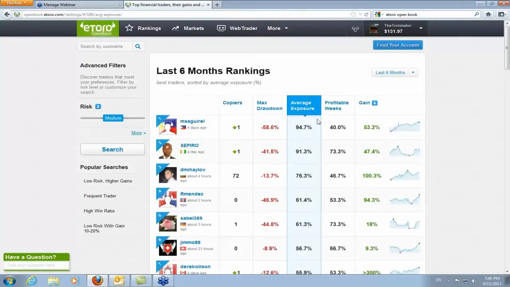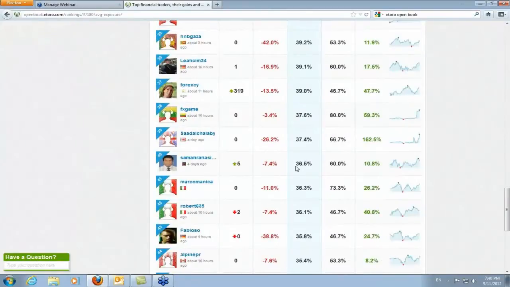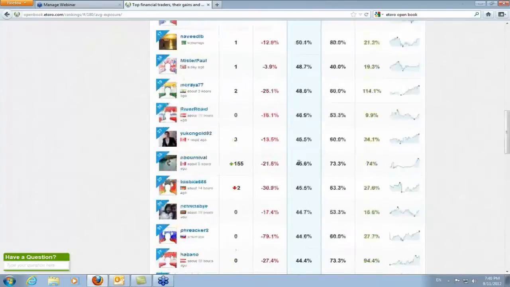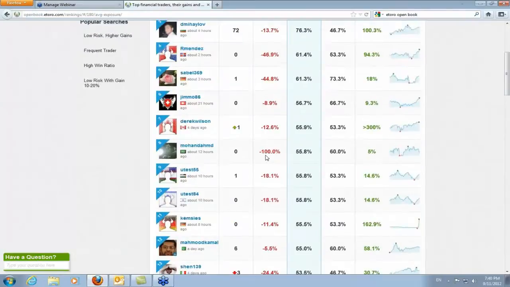Here we go. See? Average exposure, 94.7%. That's a lot, okay? Going down, we see 36%. We see 37%. You know, it's better. Even 55% is something we can all live with. It's fine. By the way, 55%, and look at this, 56%. 8.9 was the worst week.